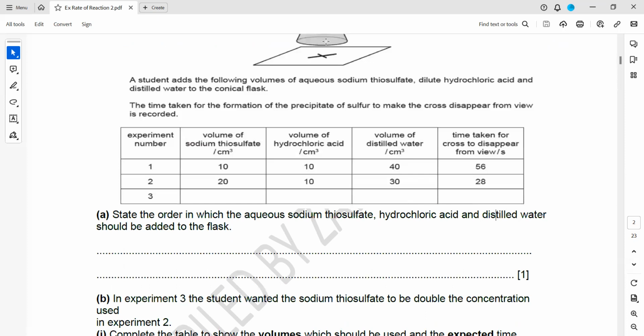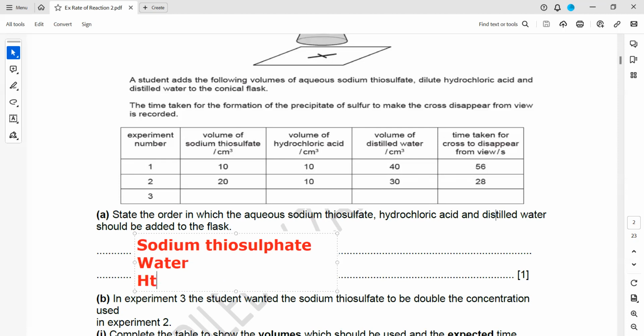So state the order in which the aqueous sodium thiosulfate, hydrochloric acid, and distilled water are added. For example, first we add sodium thiosulfate. Yes, you can add hydrochloric acid, then water, then sodium thiosulfate. That's also fine. Or the second you add water, and the third we add hydrochloric acid. Is this part clear? So I can write hydrochloric acid first, then water, and then sodium thiosulfate. Does anyone have a doubt or a question on this?